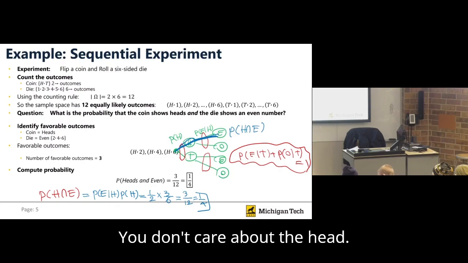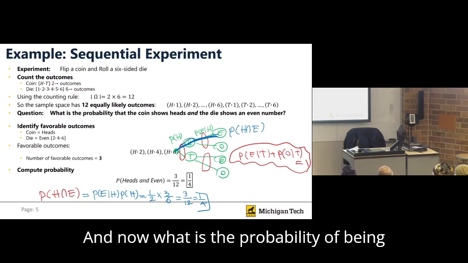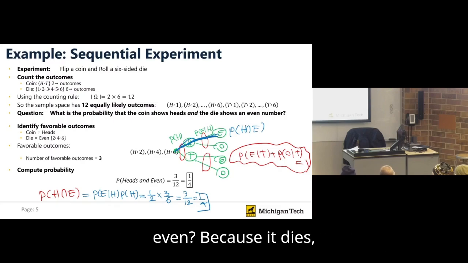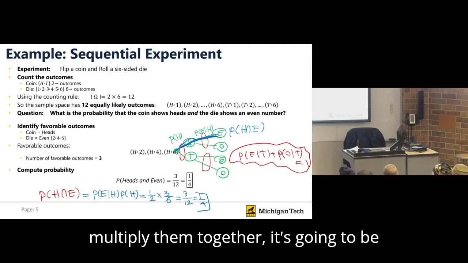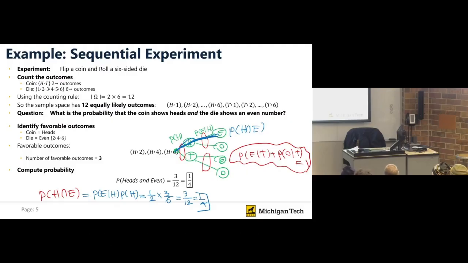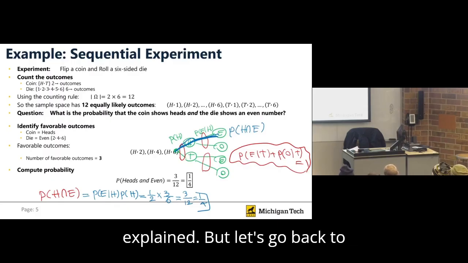We don't care about the head here. Now what is the probability of being even? Because it's a die, and you want to see, it has 6 sides. So 3 of them are even, so 3 over 6. And we multiply them together, it's going to be 3 over 12, a quarter. Okay, that was one method that we explained.